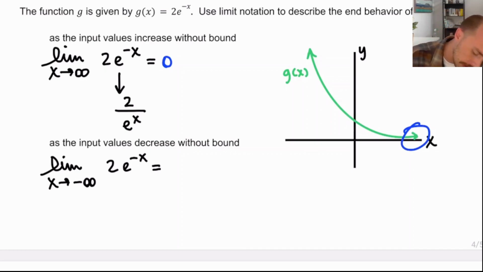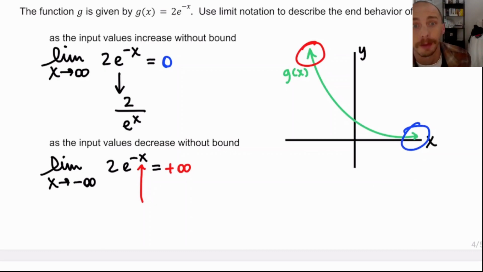Now, over here on the left side, as x approaches negative infinity, that's where g of x is going to be approaching positive infinity. And you could think about putting in a really large negative number in for x. I'd be taking e to a large positive power. e is a number between 2 and 3. That's going to give me back a really large output.